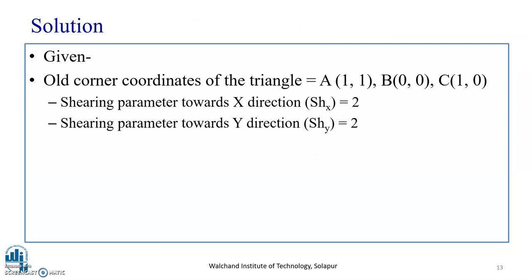So let's solve this using a stepwise approach. The old corner coordinates of the triangle are A (1, 1), B (0, 0), C (0, 1). The shearing parameter towards the x direction, that is SHX, is equal to 2. The shearing parameter towards the y direction, SHY, is equal to 2.